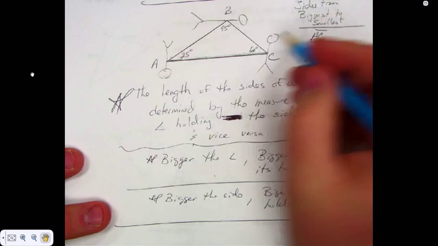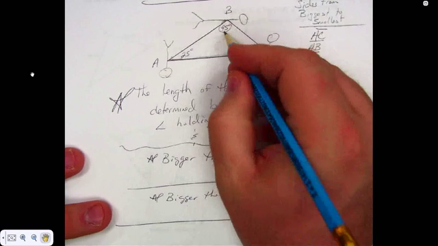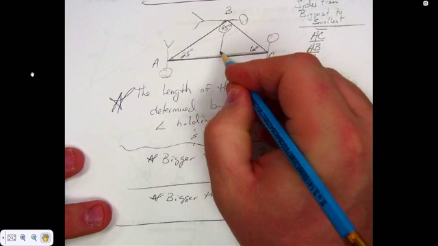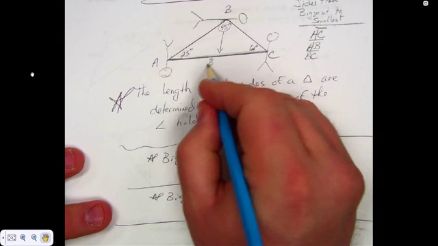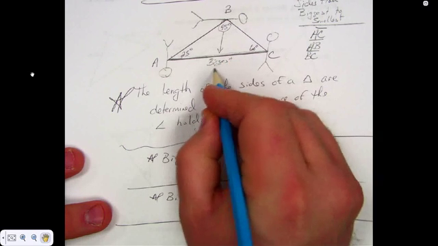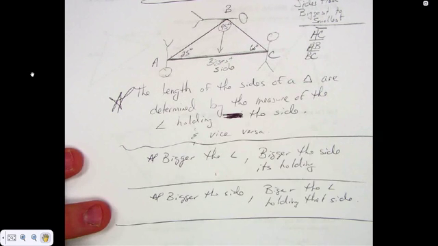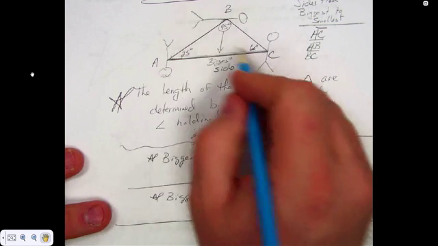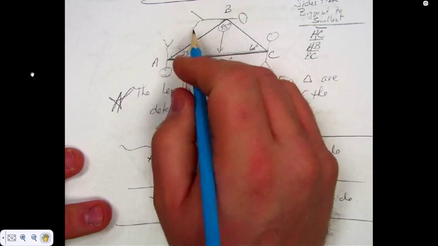But at the same time, all you got to do is find the biggest angle, go opposite it, and that's the biggest side. Would you agree? Find the next biggest angle, go opposite it, it's the next biggest side.